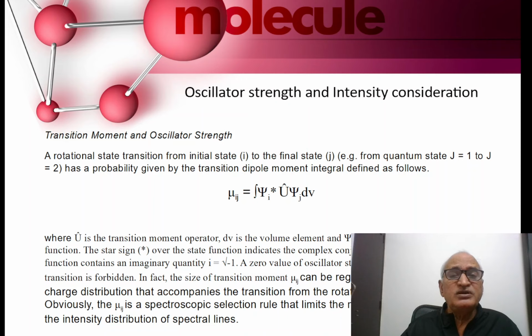dV is the volume element. dV equals dx times dy times dz. D, again, I tell you, indicates a very, very small change. So dV is called the volume element. It can be replaced by dx into dy into dz. Psi is the wave function. Psi I means the initial state wave function. Psi j means the final state wave function. Mu ij is the probability, which can be given in terms of the transition dipole moment integral.